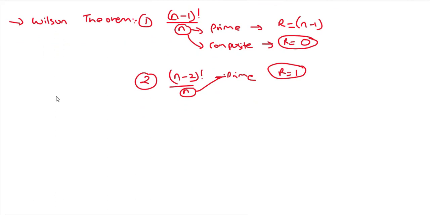So if you want to find the remainder when 95 factorial is divided by 97, 95 factorial is nothing but (97 minus 2) factorial. And since 97 is a prime number, we can say that the remainder in this case will be equal to 1.